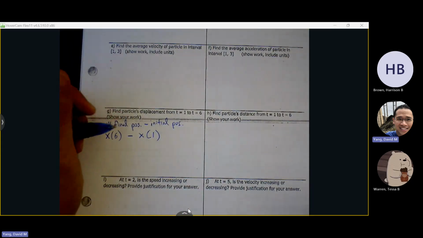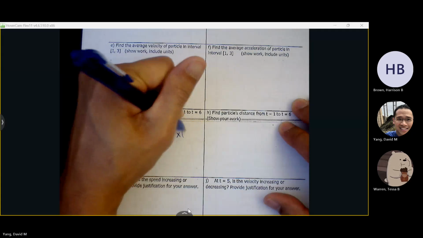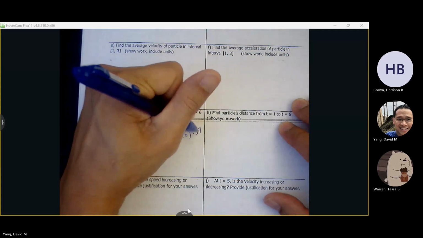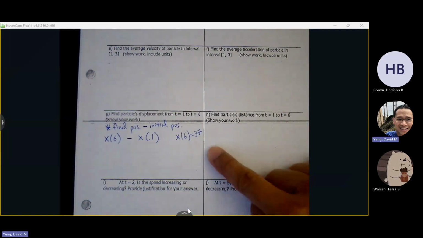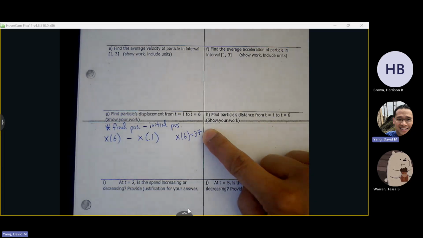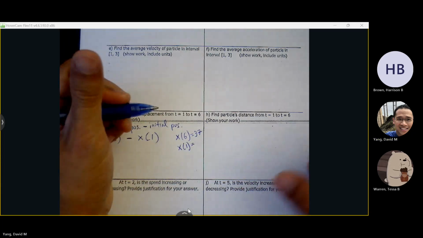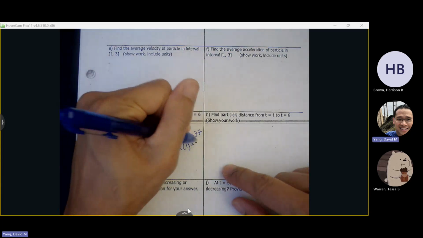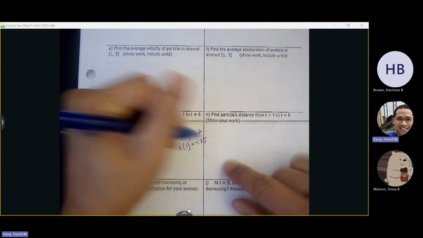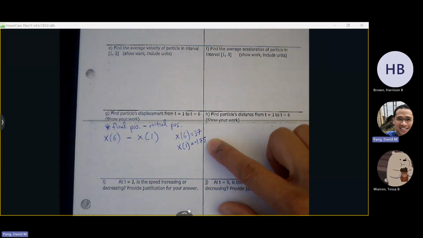So x of 6 is 37. So that means 6 minutes in, this particle is located 37 meters on the x-axis, and then x of 1 is negative 1.75. Okay, 1 minute in, particle is located at negative 1.75 on the x-axis.